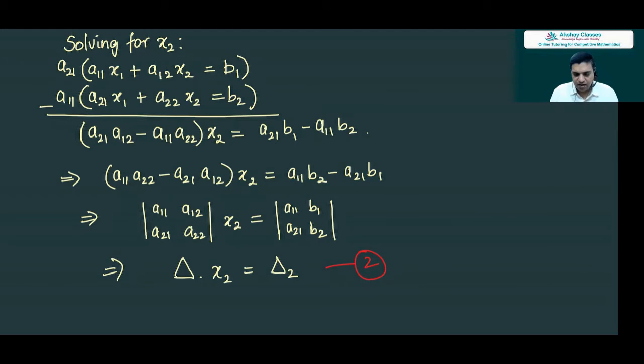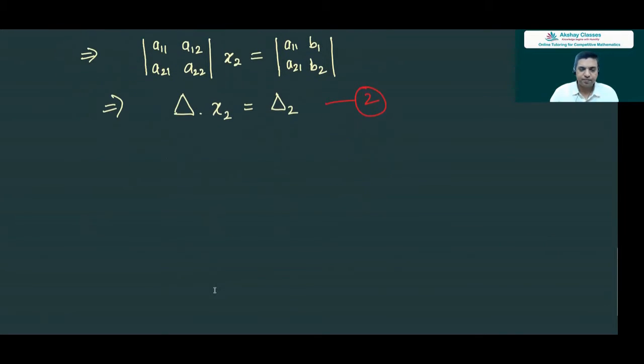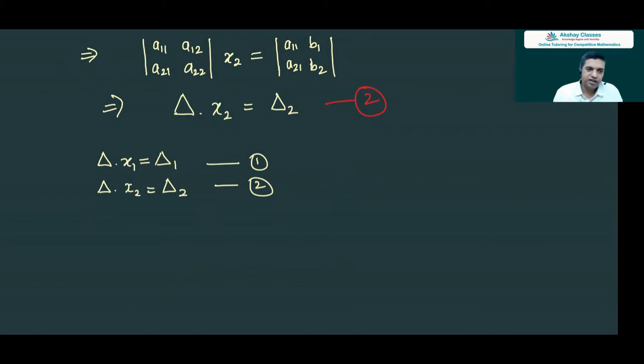So now we will study these two equations very carefully. Our solution has boiled down to two equations. Delta into x1 is delta 1. Delta into x2 is delta 2. This is the first equation. This is the second equation. Now we get three cases.